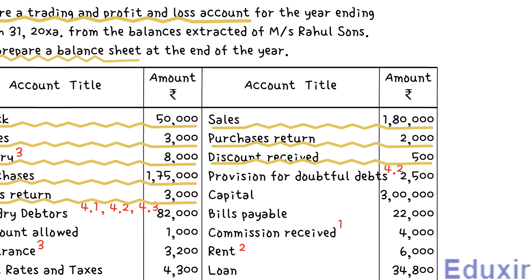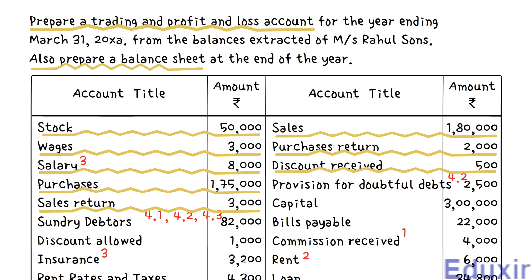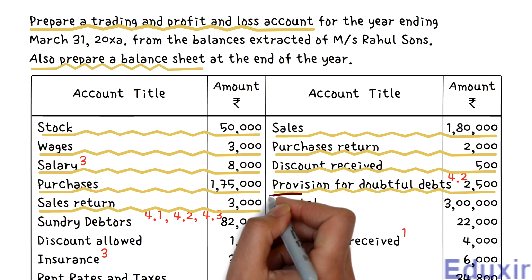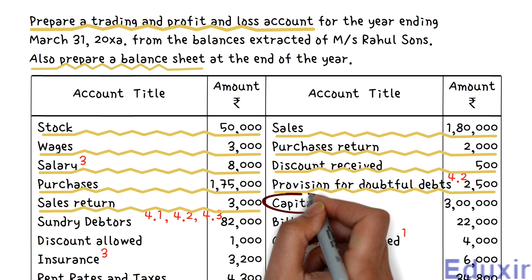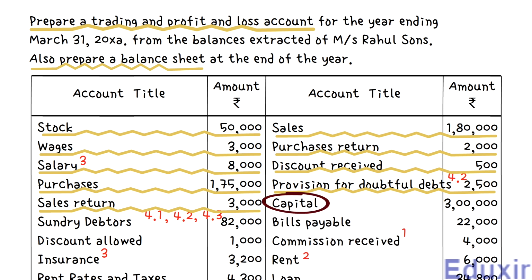Let's now take up the next entry in the trial balance. The next entry in the trial balance is related to the provision for doubtful debts. But let's consider it when dealing with the bad debts as it should go with the bad debts. So the next entry that we should deal with is capital. As we know, capital should go into the balance sheet. So let's consider it when dealing with the balance sheet.